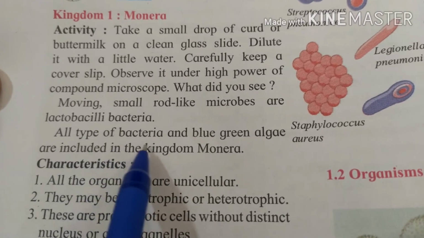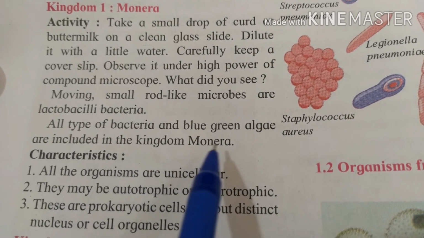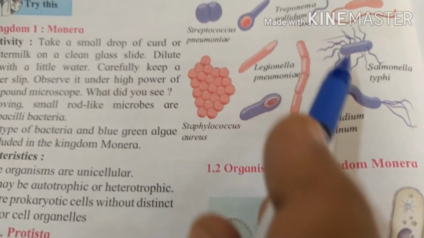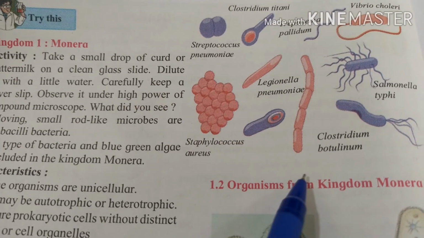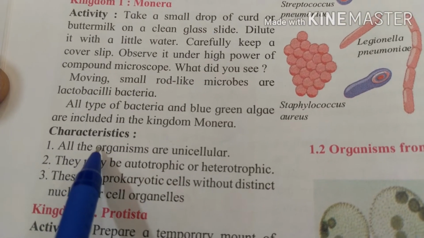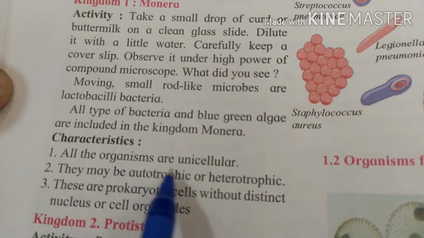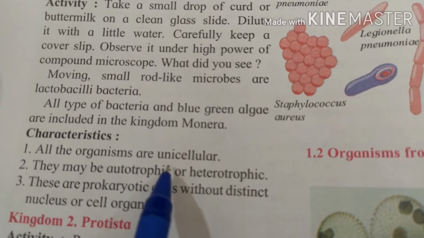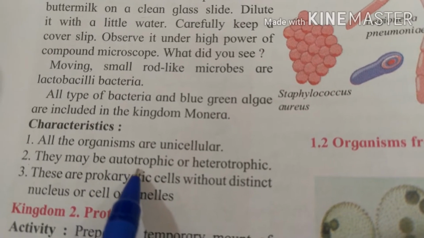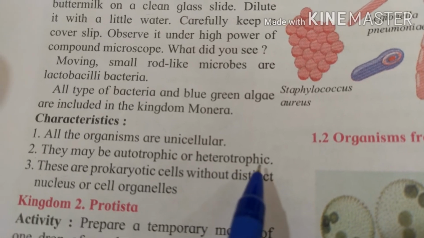So all types of bacteria and blue-green algae are included in the kingdom Monera. Now see here, different forms of organisms come under the kingdom Monera. Now the characteristics of this Monera kingdom: all the organisms are unicellular, meaning having only one cell. They may be autotrophic, meaning they prepare their own food, or heterotrophic, meaning they depend upon others for food.